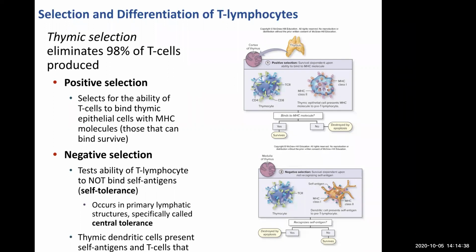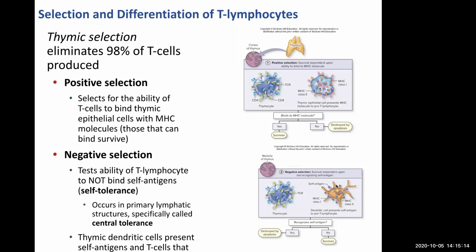If they're not able to bind MHC, which is how they will recognize their antigen, they are told to undergo self-destruction, right? They undergo apoptosis. If they are able to bind or to fit with MHC, and therefore they'll be able to recognize their antigen in the context of MHC, they are allowed, if you will, they survive the process, okay? And so for those that survive, they then go through what's called negative selection.